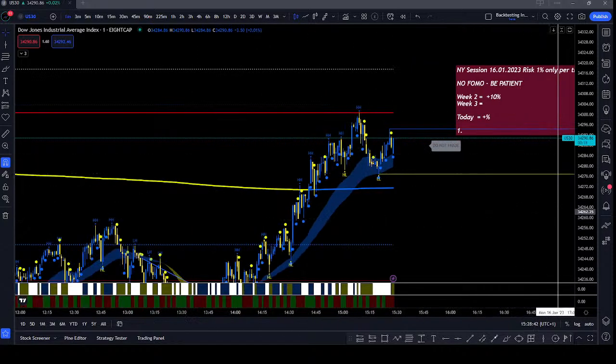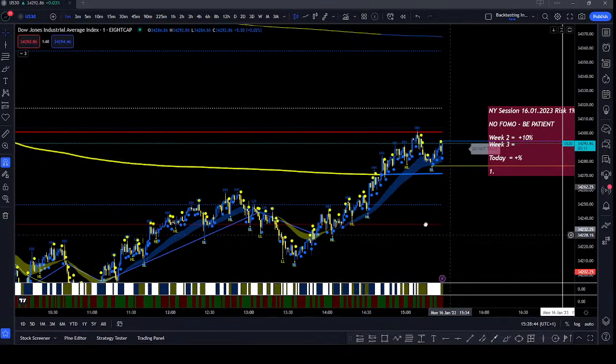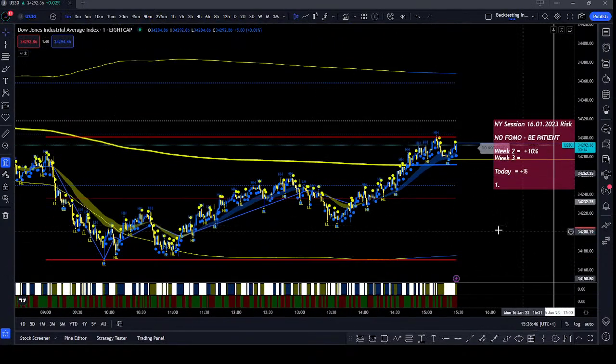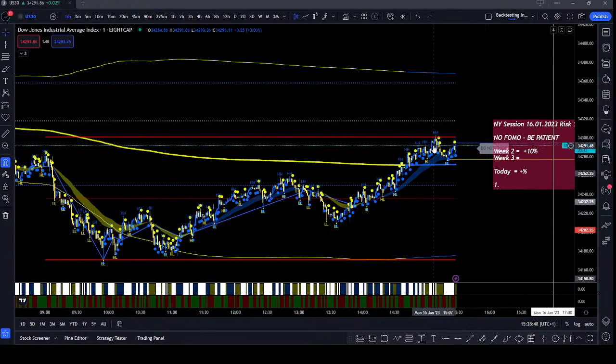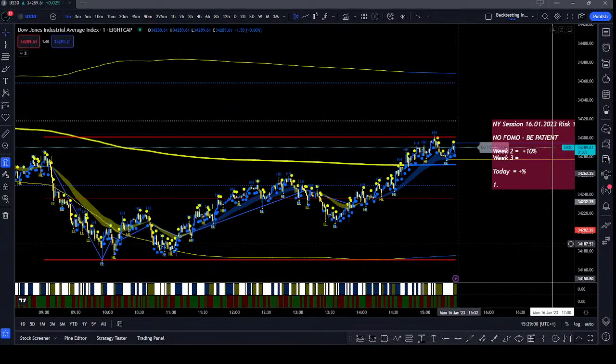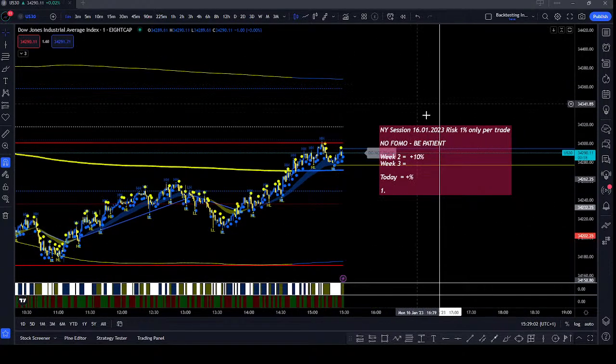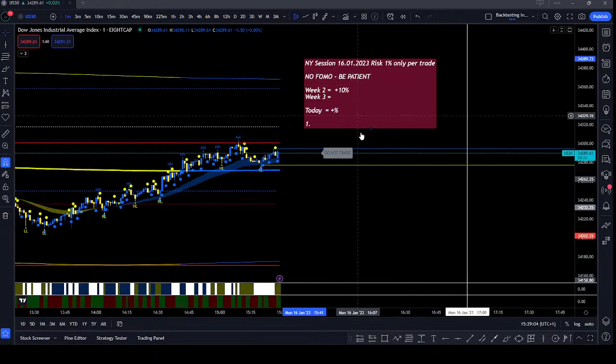The red lines, all these horizontal lines represent the high and lows of each session. The red lines depict the high and low for London session. The blue lines depict the high and low for Asian session, and the white lines are the high and low for New York session. So we are currently waiting for market to open. It will open in another 1 minute.